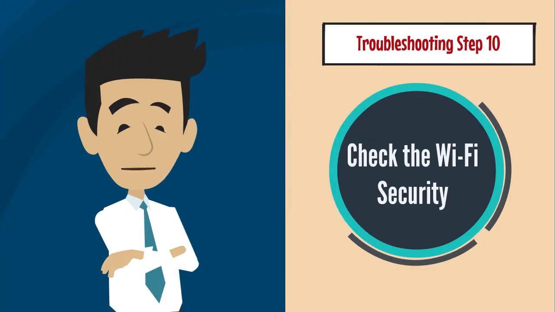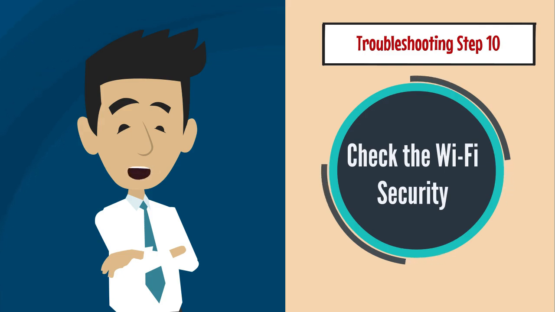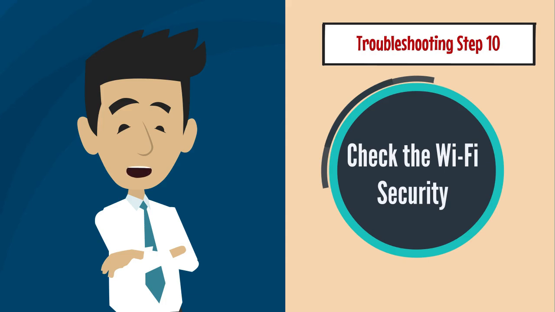Troubleshooting 10. Check the Wi-Fi security. Make sure your Wi-Fi security is configured to either WPA2 personal, WPA2/WPA3 mixed personal, or WPA3 based on your client device's compatibility. You can use the router's web user interface or Linksys Smart Wi-Fi mobile app to check and change the Wi-Fi settings.